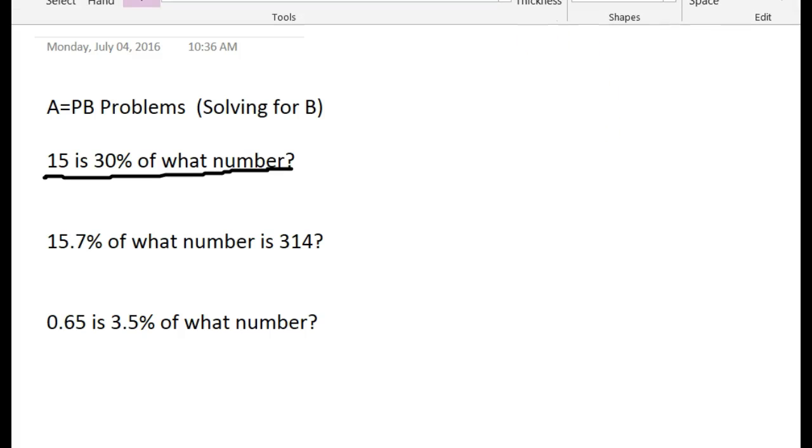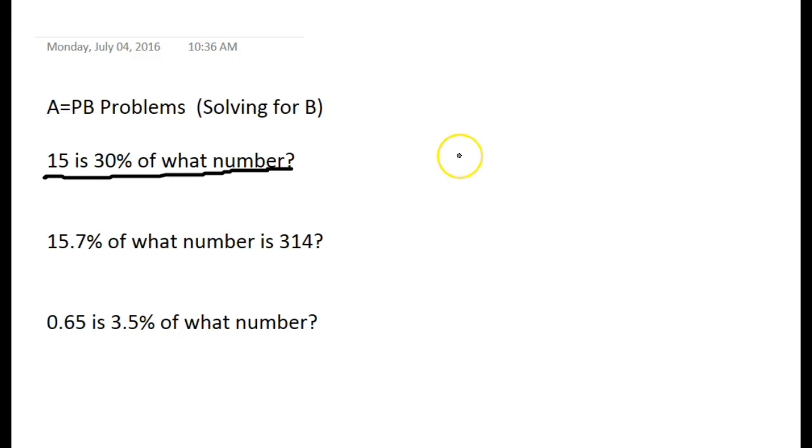All right. The next one says 15.7% of what number is 314. They've simply swapped the equation, but it's still the same type of problem. 15.7%. All right, so I have to put that in decimal form. 15.7% in decimal form of what number? B is 314, all right?